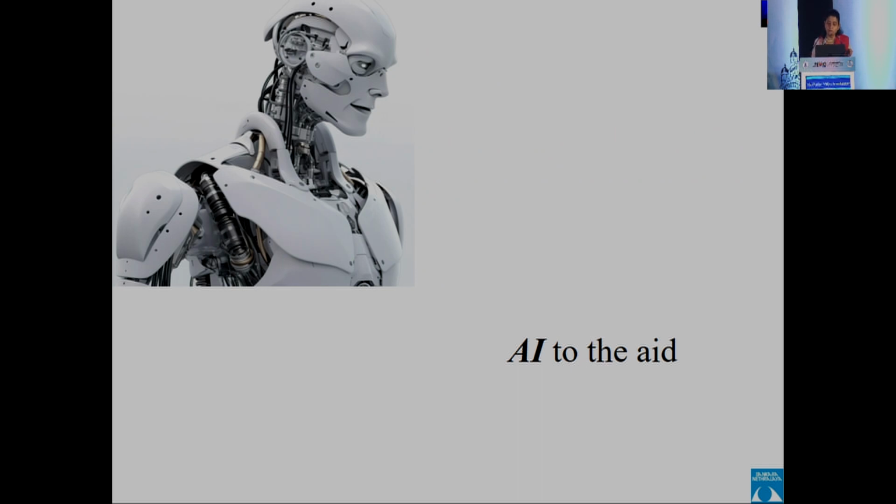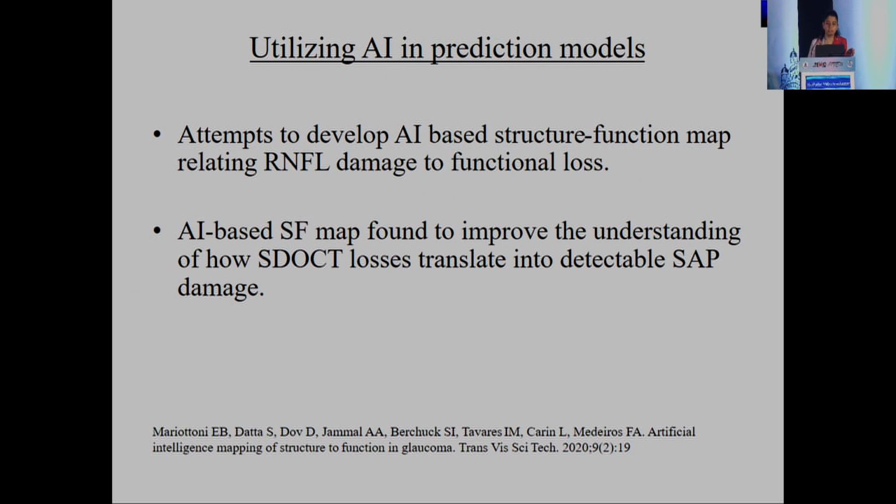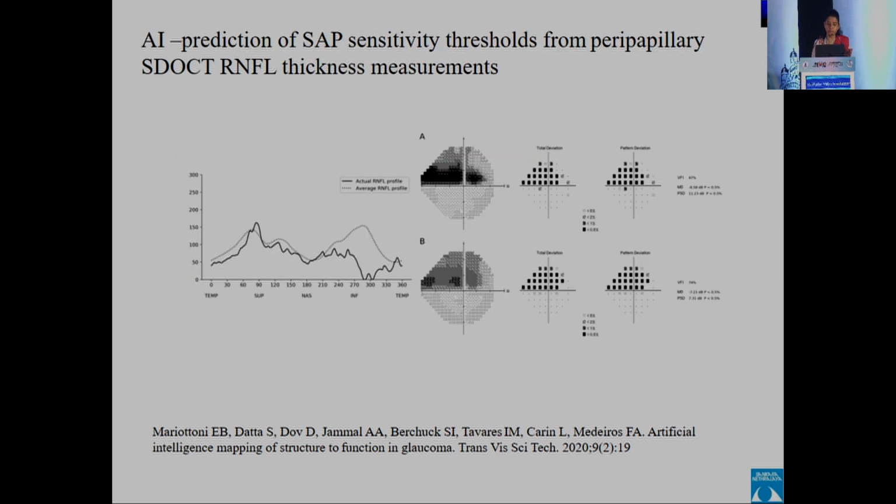Now, any talk would be incomplete without a mention of AI. So AI to the aid, when we are comparing structure function, there have been attempts made to develop AI-based structure function maps relating RNFL damage to functional loss. So here we have at the top the actual field defect of the patient, having OCT RNFL thinning shown in the left side picture, and the AI has generated a similar field defect inferiorly.